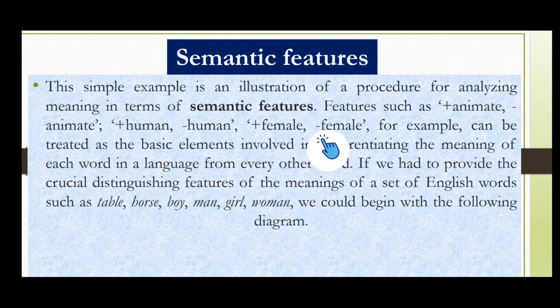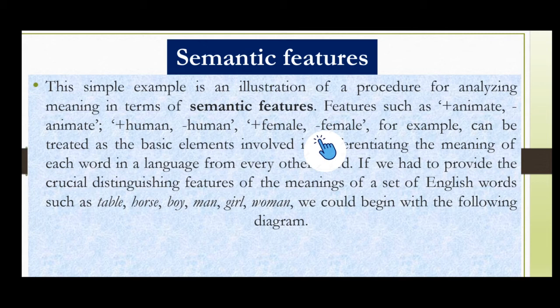For read, we should put an appropriate subject that has the capability of reading. Like for example, if we have a verb, eat, for eat we can put a subject like a human being or an animal, because animal and human both have the capability of eating. But for the verb read, we can put a subject that can read. For example, we cannot put animal as a subject. We will put human being as a subject. It can be boy or it can be girl. So like putting plus animate, minus animate, plus human, minus human, plus female, and minus female, these semantic features enable us to differentiate the meaning of one word from another.